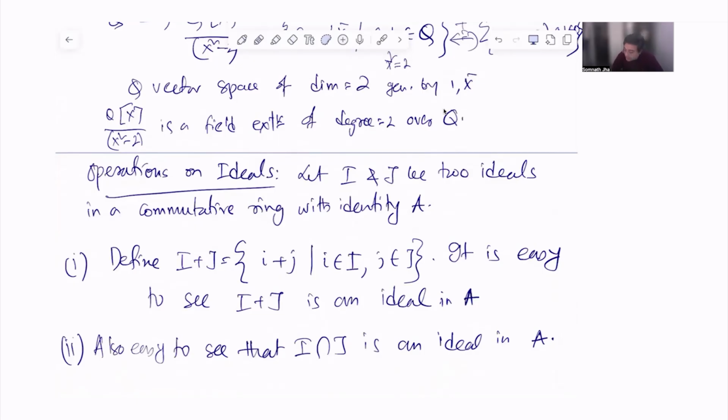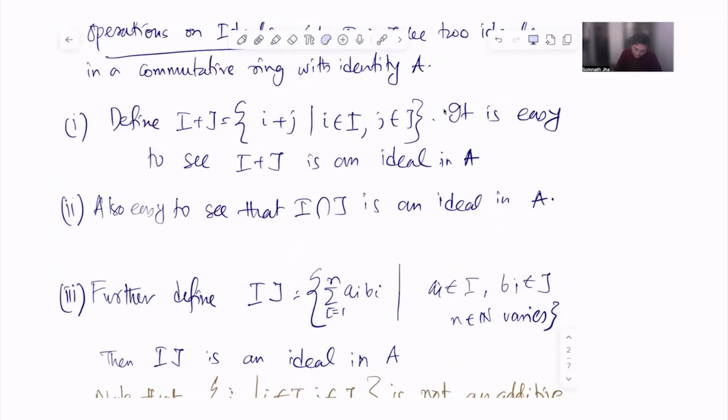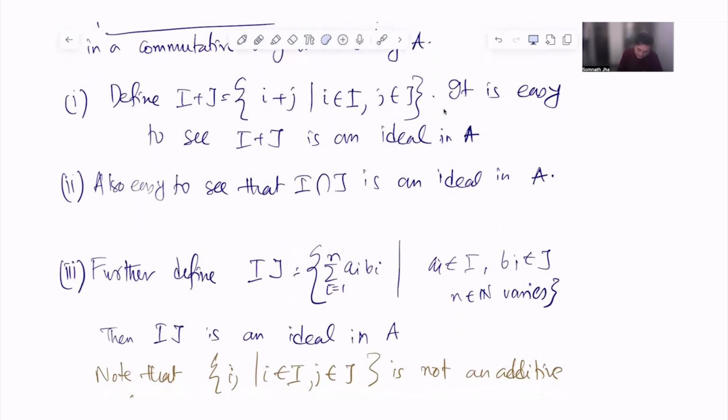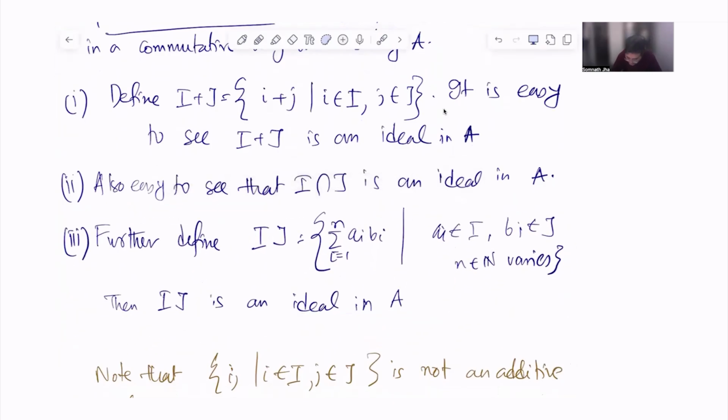And if X is in I intersection J and R is in A, then R times X will be in I intersection J, and so on. So this is an ideal. And further, the next, third operation is product. So if you define IJ, so product is defined in a slightly different way.